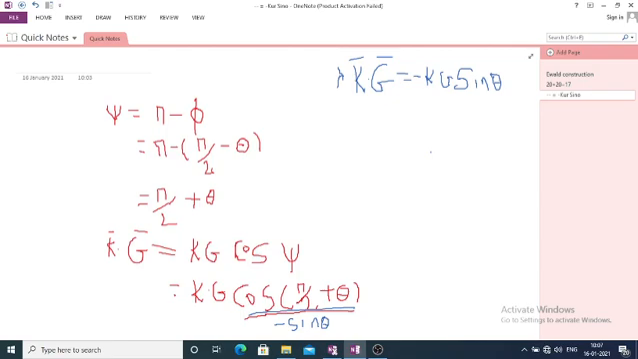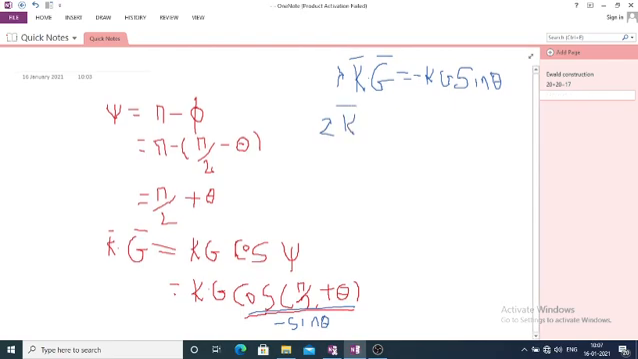Now this equation must be used in your Bragg condition in a reciprocal lattice. So the Bragg condition in a reciprocal lattice is twice k dot g plus g square is equal to 0. Now this is the Bragg condition in a reciprocal lattice.